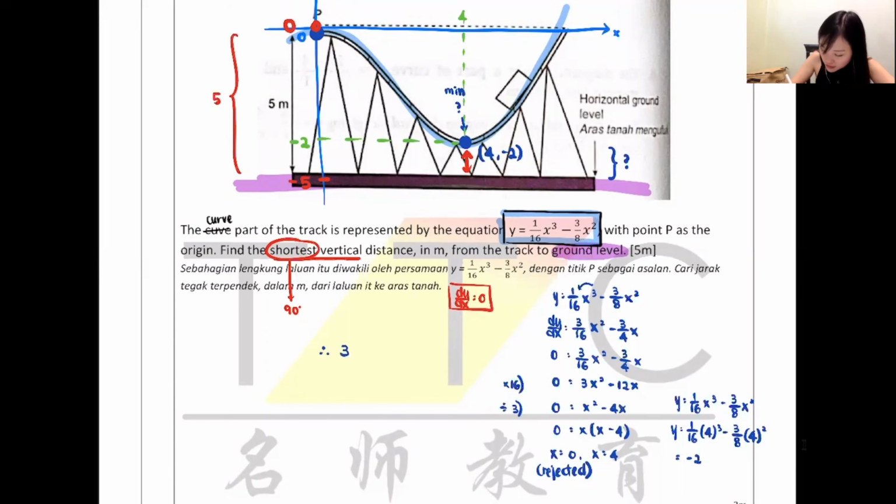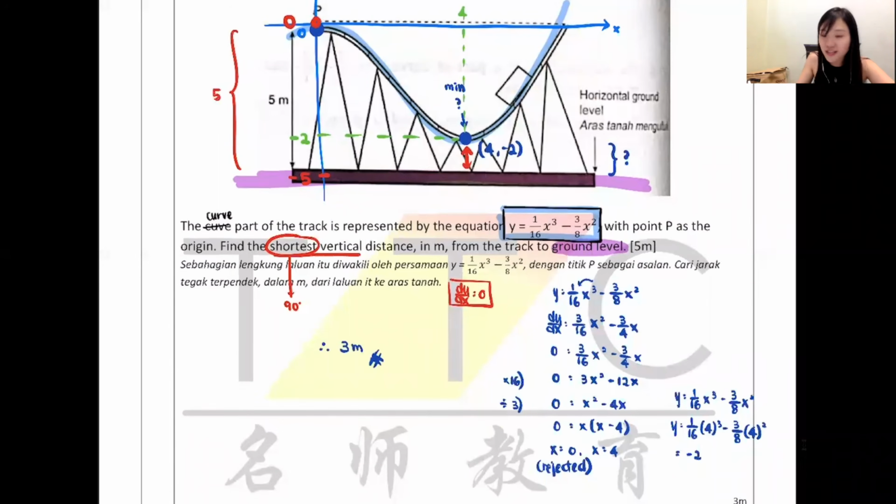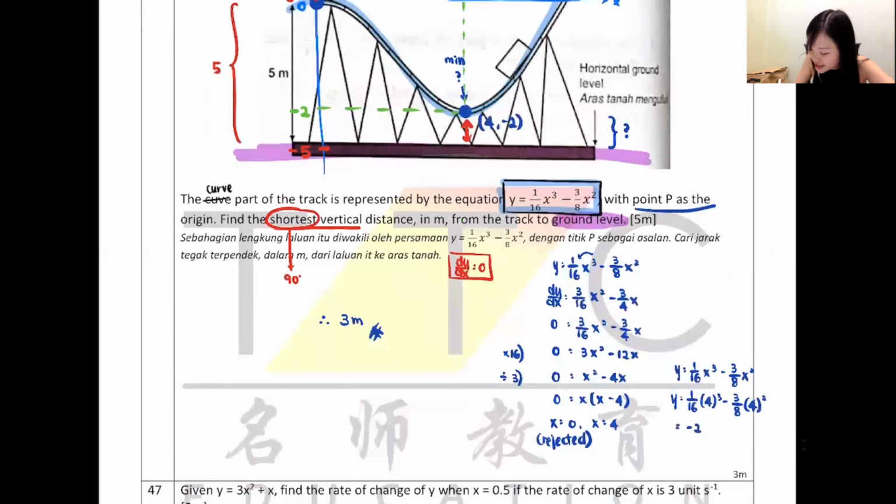What unit they using? Meter. Isn't it the shortest vertical distance from the track to the ground? Isn't it 3 meters? How to know original draw up? I didn't create it. Point P as the origin. Hello, my dear, isn't it just like that? That's why this one to the ground is 3 meters.